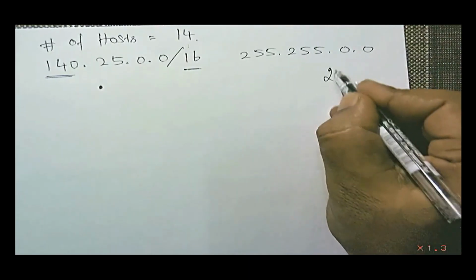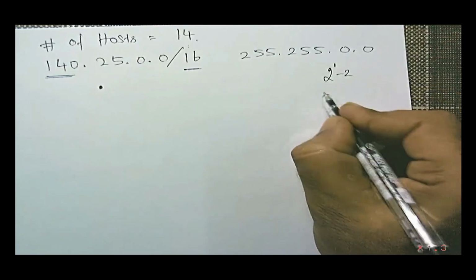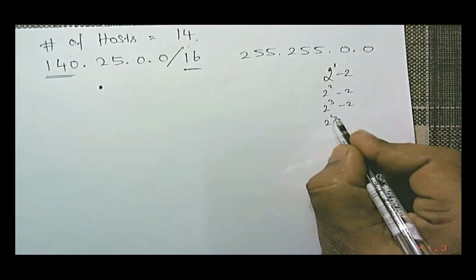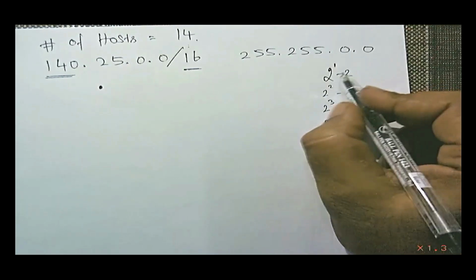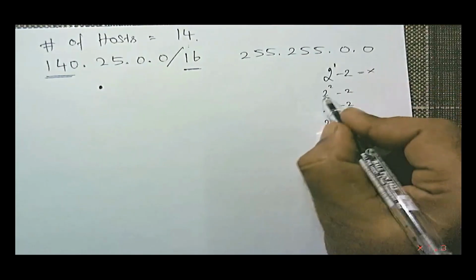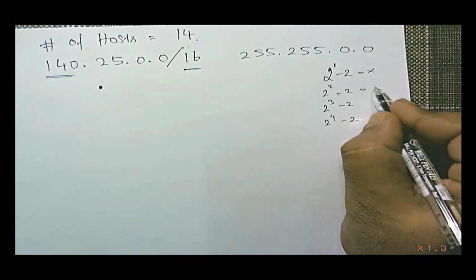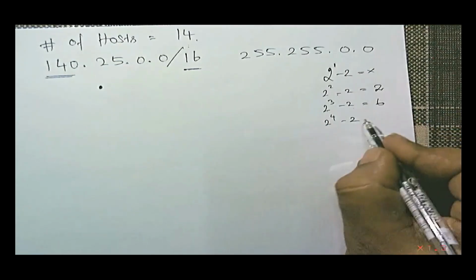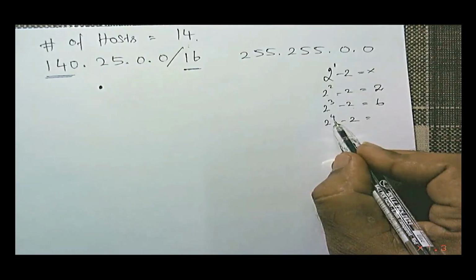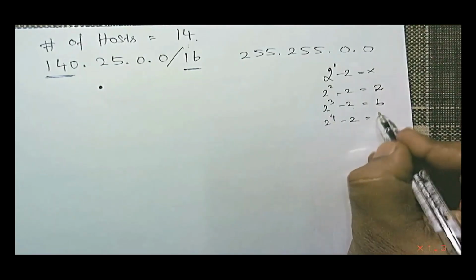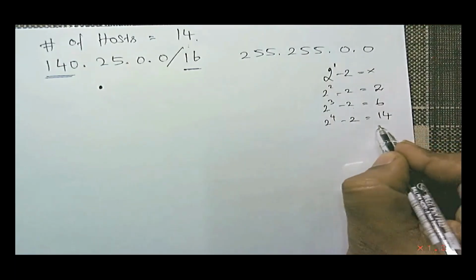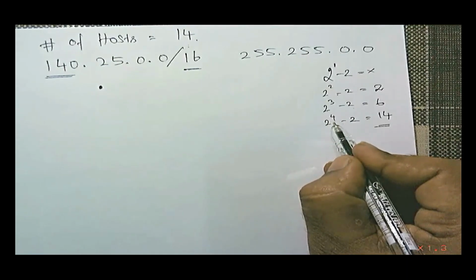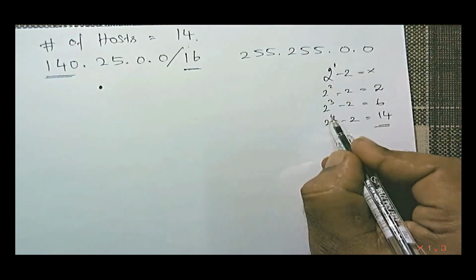2 to the power of 1 minus 2, 2 to the power of 2 minus 2, 2 to the power of 3 minus 2, 2 to the power of 4 minus 2. We don't need to calculate much. 2 to the power of 2 is 4, 4 minus 2 equals 2. 2 to the power of 3 is 8, 8 minus 2 equals 6. And 2 to the power of 4 is 16, so 16 minus 2 equals 14. So if you need to connect 14 hosts, only 4 bits is enough in the host part.